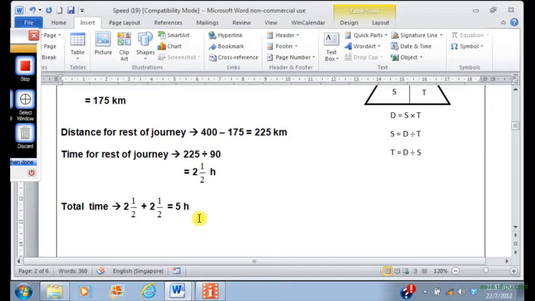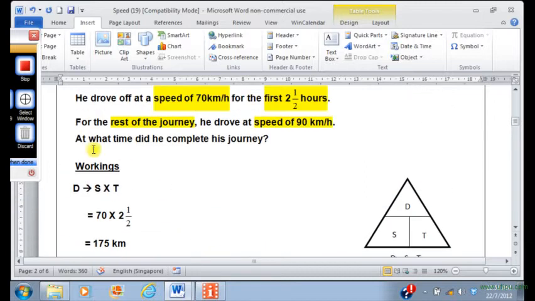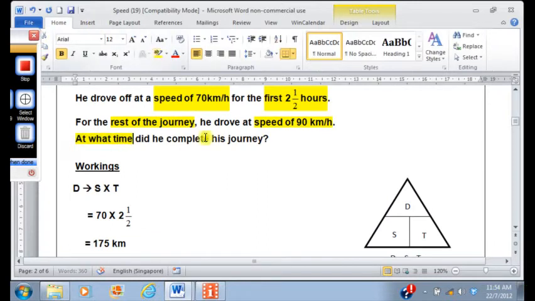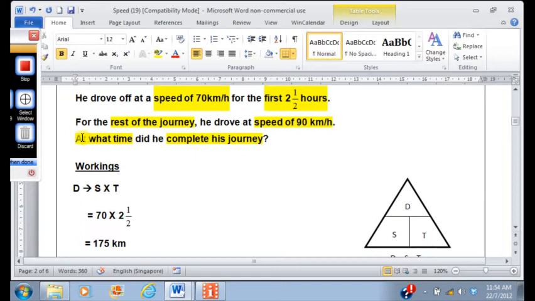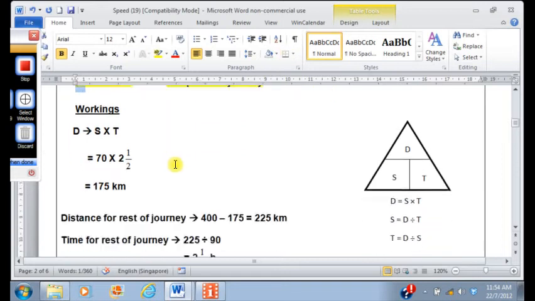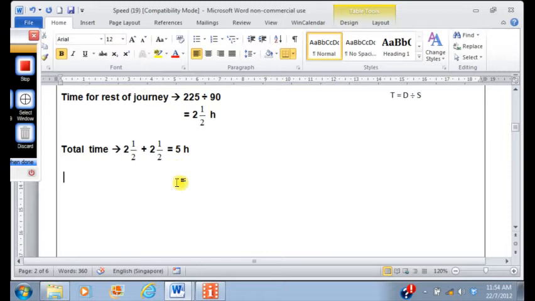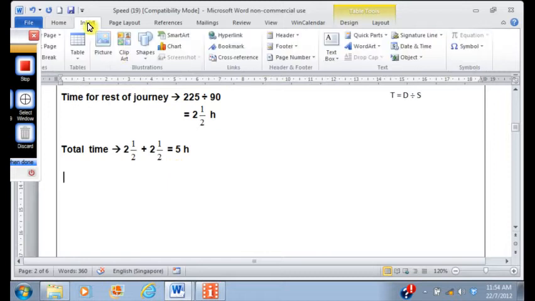Now the question is not asking you for duration. Now you check the last part of the question, at what time. Now what does this mean? At what time did he complete his journey? They are asking you for the time. He started at 8:30. At what time did he complete? Take note of this word at. When you see this word at, you got to use a timeline. So we're going to use the timeline.